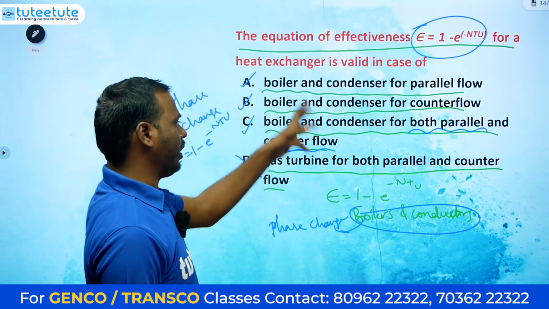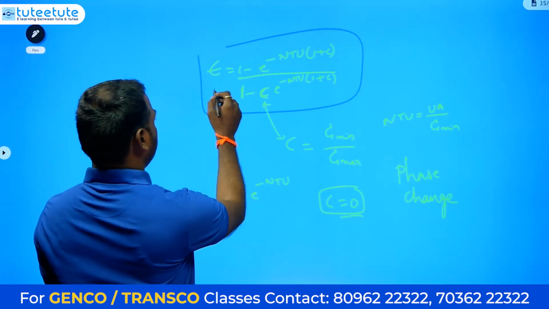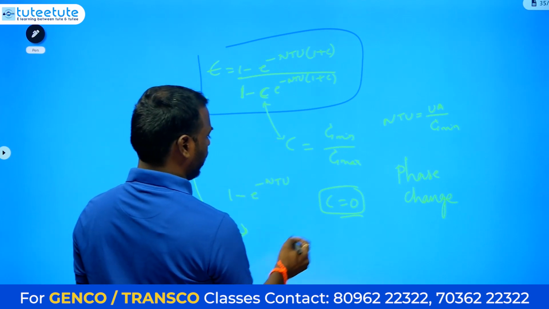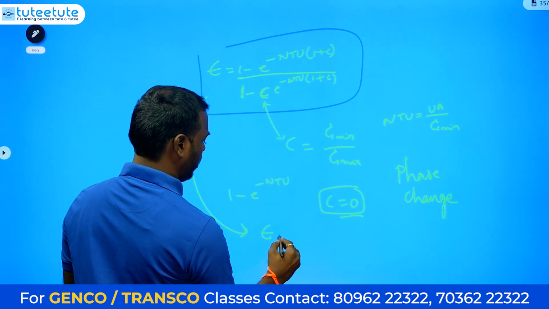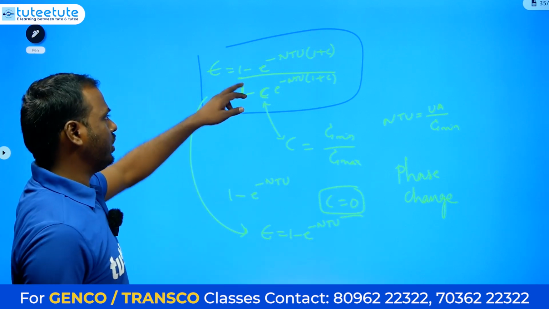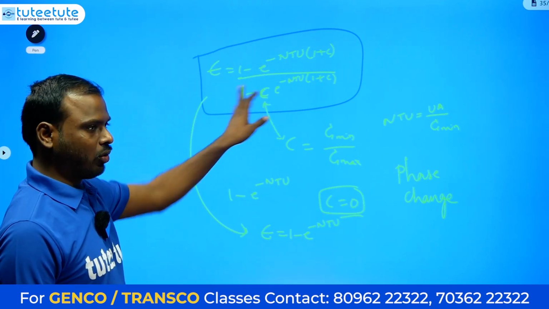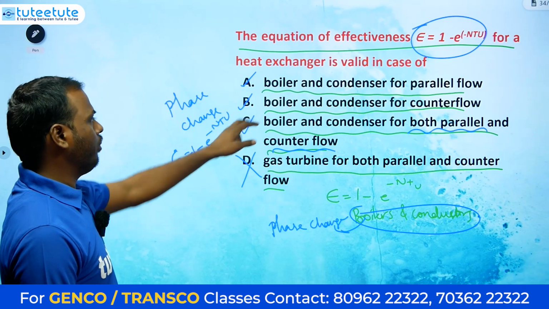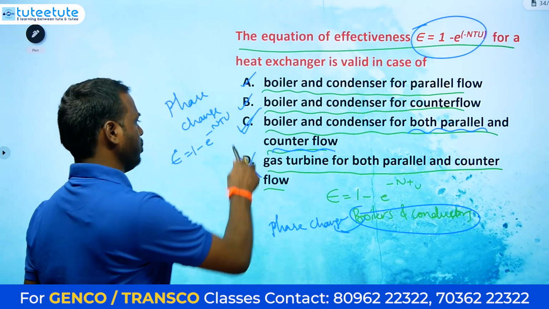Parallel, if it is coming into the picture, just observe. This is a generalized equation. If you are keeping the C value 0, epsilon will be 1 minus e power minus NTU only. This is applicable for both parallel as well as counter flows. Okay, so this is the solution.